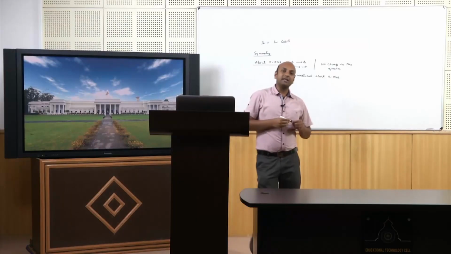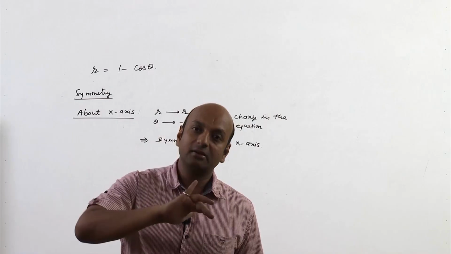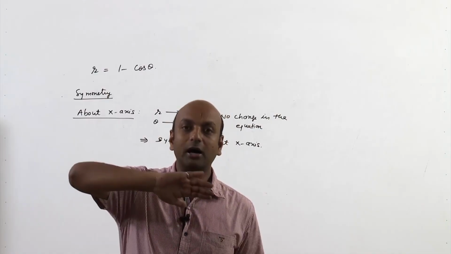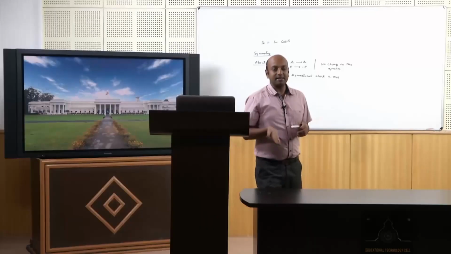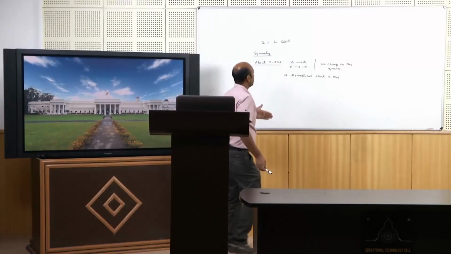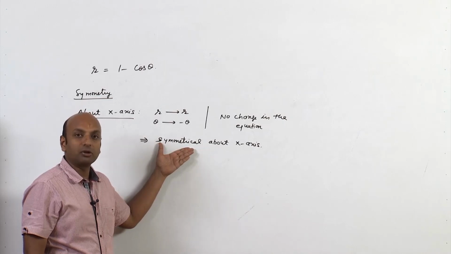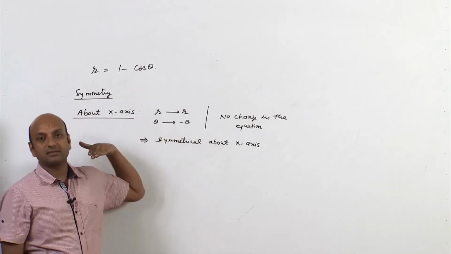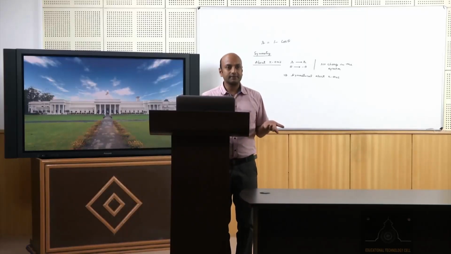Symmetrical about x axis means you plot the curve only from 0 to pi on the upper side. Okay. And since it is symmetrical about x axis, you can take the mirror image of the curve which you have plotted on the above side of x axis. Now, is it symmetrical about y axis?